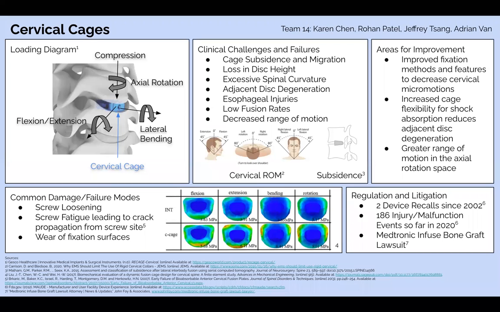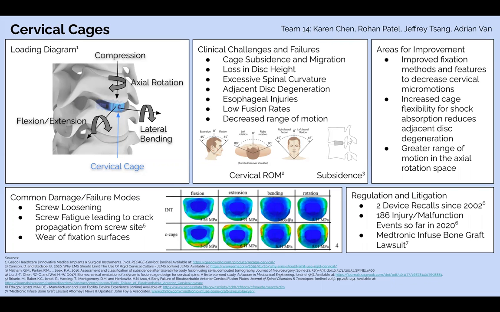When it comes to failure modes, the most common are screw loosening, fatigue of screw or cage, and wear of fixation surfaces. However, not all spinal cages have screws. The typical stress concentration for each loading type besides compression is shown in the FEA diagram here. The first row of FEA images is of a cervical vertebrae undergoing expected loads. The second row is of a cervical cage undergoing the same loads. The stress concentrations for both are in similar regions, near the perimeter of the vertebra or cage.